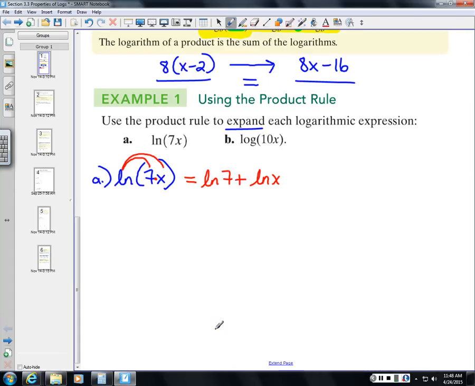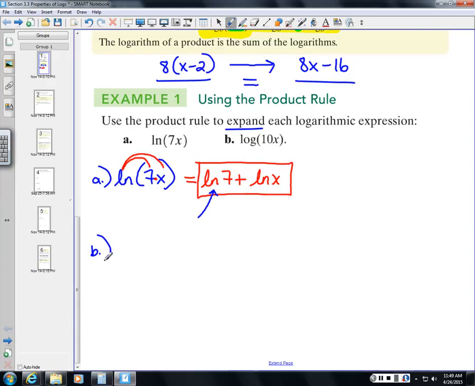Okay, so that's all the basics of the product rule of logs consist of, just rewriting it in an equivalent form. Now, we could plug this into our calculator and it would give us a decimal, but we do not want a decimal answer here. We want to leave it as it is.